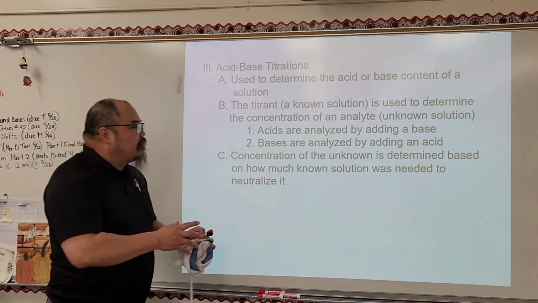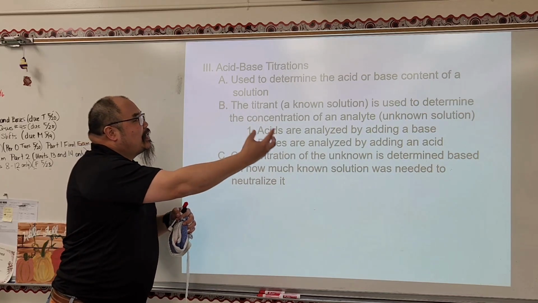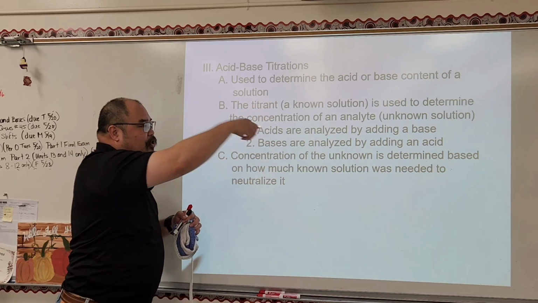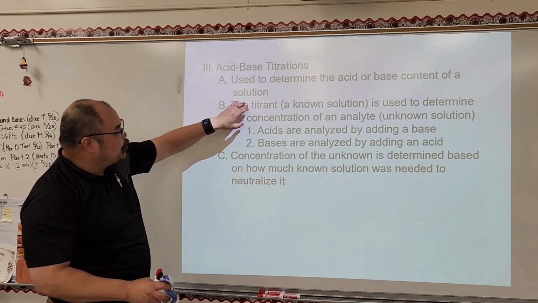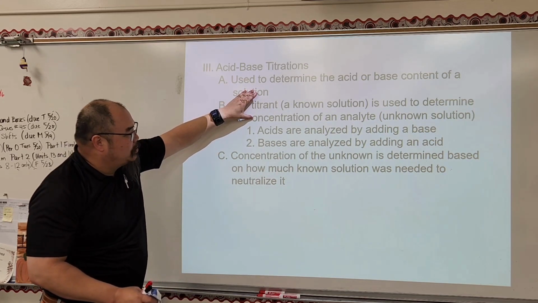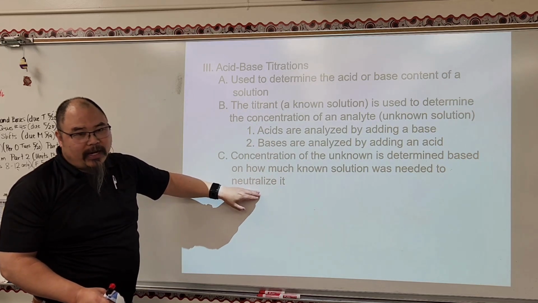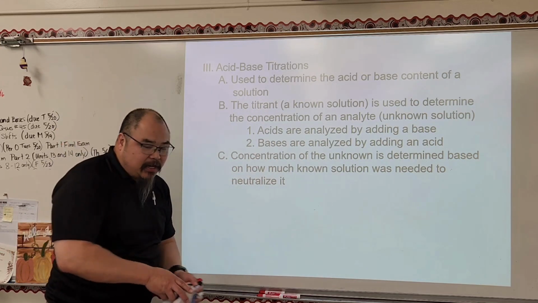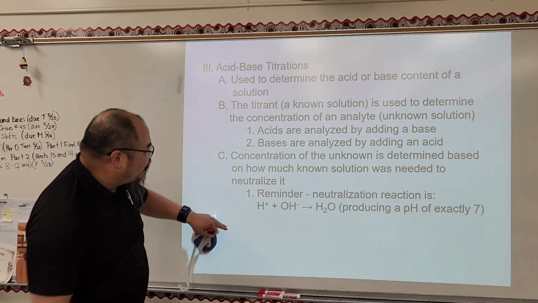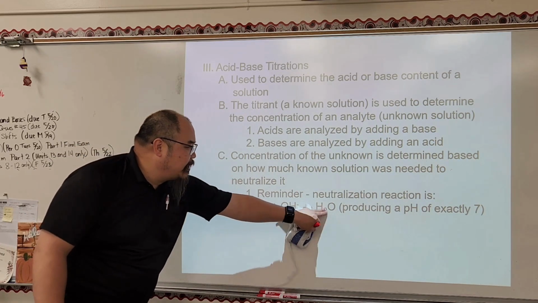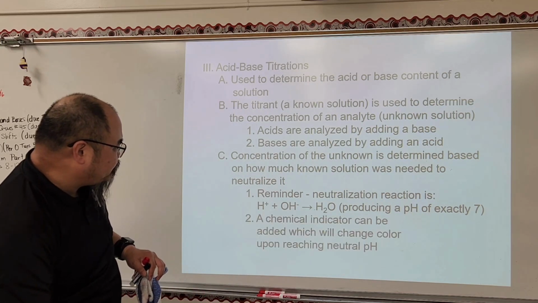So the concentration of the unknown is going to be determined based on how much of the titrant you're going to put in, right? And again, you're going to know the concentration. You're going to figure out how much you're going to add to it. Then you're going to figure out how much was needed to neutralize it. And it's going to be done through some calculations. So as I mentioned before, a proton plus a hydroxide is going to produce water, and that's going to have a pH of 7. It's neutral.